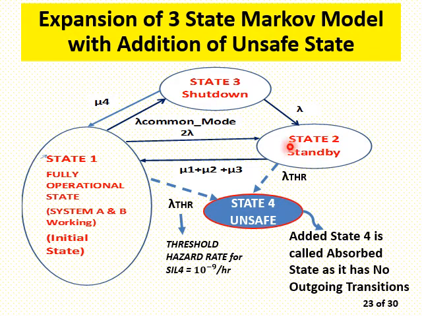So in the event of an unsafe failure, there is a transition from state 2 to state 4 with a transition rate lambda THR, which is the threshold hazard rate for SIL4 equipment, which is 10 to the power minus 9 per hour. Similarly, from state 1 also, there can be a transition based on the threshold hazard rate for SIL4 from state 1 to the unsafe state. And once they reach the unsafe state, there are no outgoing transitions from state 4. You can see that there is no outgoing transition from state 4, and that state 4 is called the absorbing state. So in this way, we can expand the three-state Markov model.